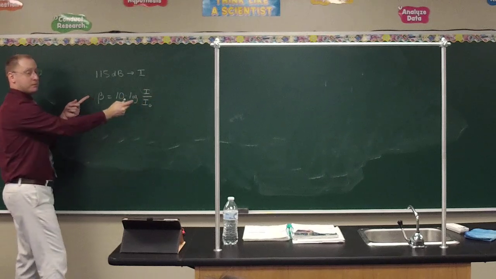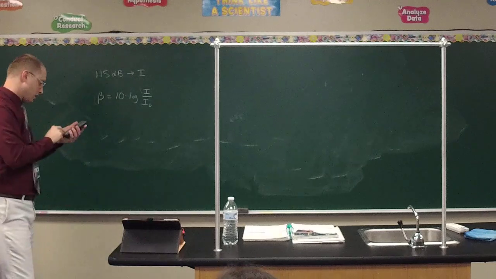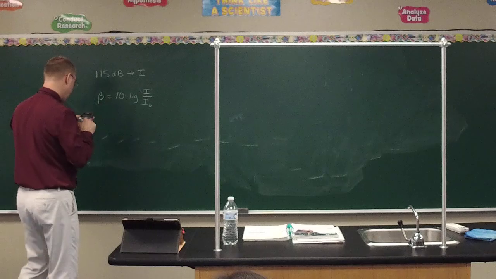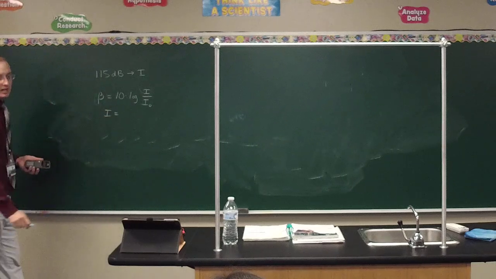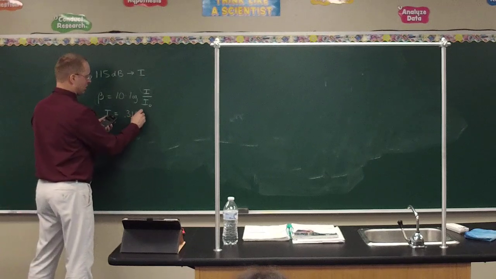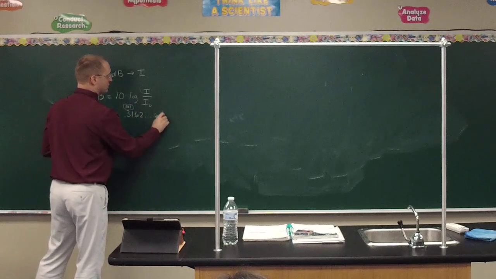And what is I sub naught? 1e negative 12. So we're going to take the 115 divided by 10, anti-log, times 1e negative 12. And what do we get for the intensity that the person at the crossing has to deal with? I'm going to put that in memory. 0.3162 blah, blah, blah watts per meter squared.